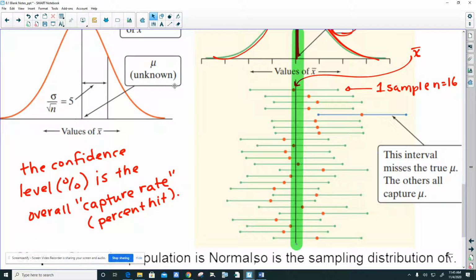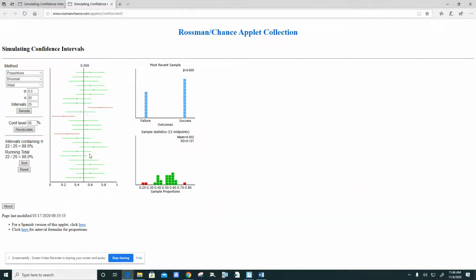And so when we talk about the confidence level, 95%, what we're really talking about is the overall capture rate, or the percent hit. So we would expect that if we were to take multiple samples and construct multiple 95% confidence intervals, 95% of those intervals would capture where the true population mean is located. So I'm just going to switch over to the applet real quickly here.